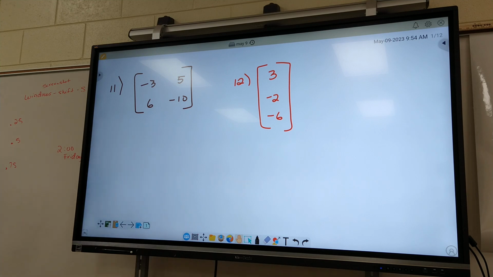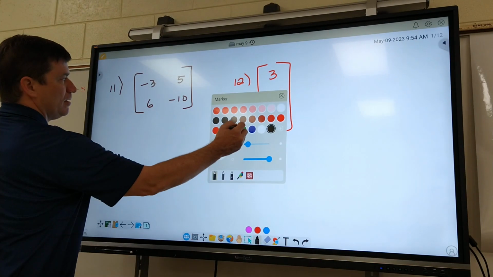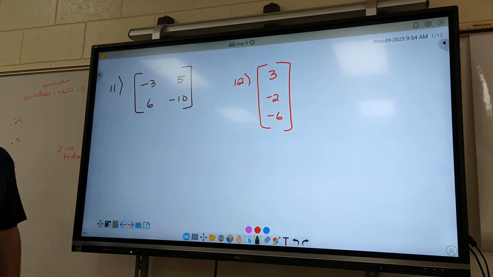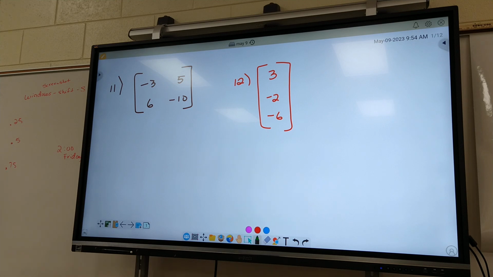All right, so Harlan, 11 is so easy. Let's read the instructions. It says find the value of the determinant. All you have to do, Harlan, is cross multiply. Number 11 on the back of the sheet I just gave you.